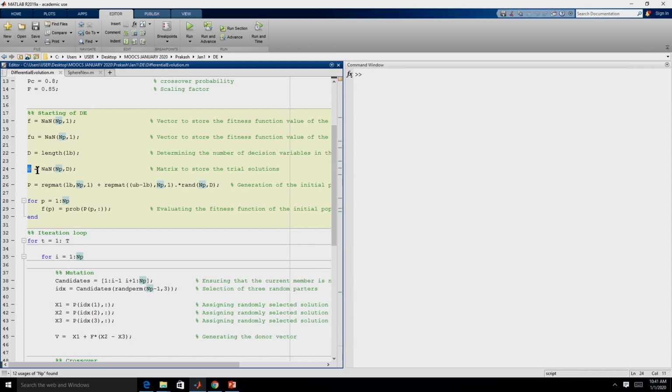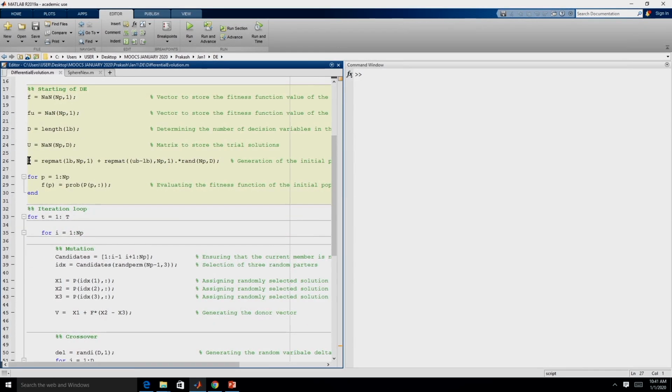So, we will get here a matrix of NP cross D dimension, NP rows, D columns, all the values would be NaN to begin with. As and when we determine the trial vector, we will save it in the corresponding row. So, this step is to generate the initial population.